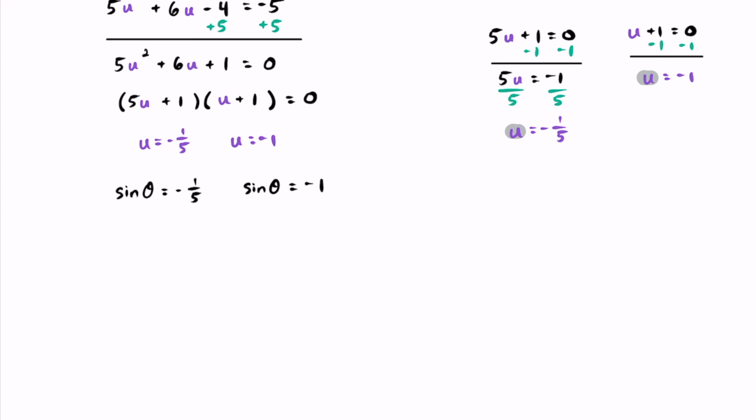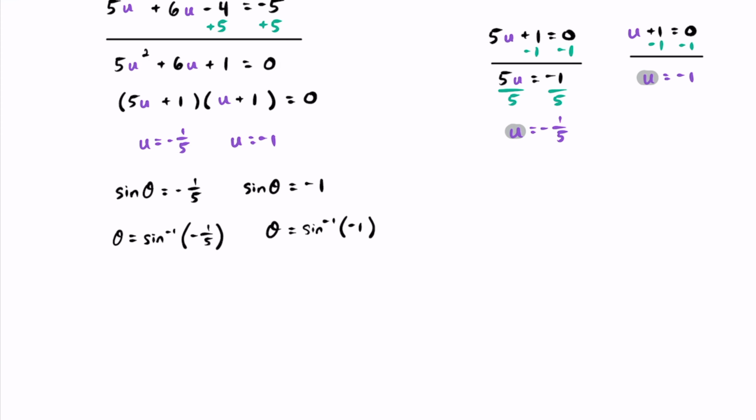Now using our arc trig functions to find out an angle measure, we can say that theta is going to be equal to arc sine of this -1/5. Okay, we can use a calculator for that in a moment. And for our other one, we can say that theta is going to be equal to arc sine of -1.